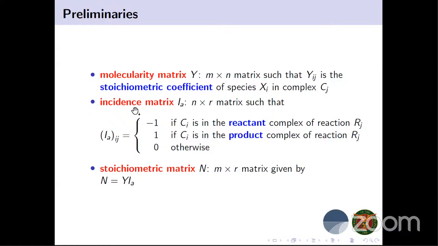And this incidence matrix, we denote that by IA. So it's an N by R matrix such that the ijth entry is the following: -1 if the complex is a reactant in reaction Rj, and it's 1 if the complex is a product in the reaction Rj, and 0 elsewhere. And we have this stoichiometric matrix, so it's denoted by capital N. R is the number of reactions, so it's an M by R matrix given by the product of these 2 previous matrices.